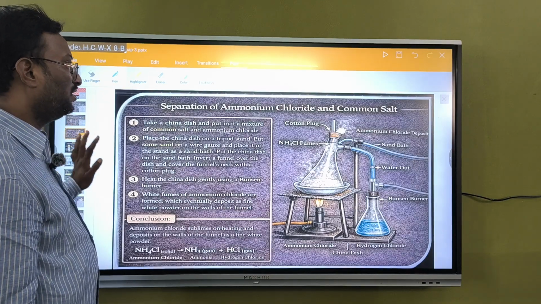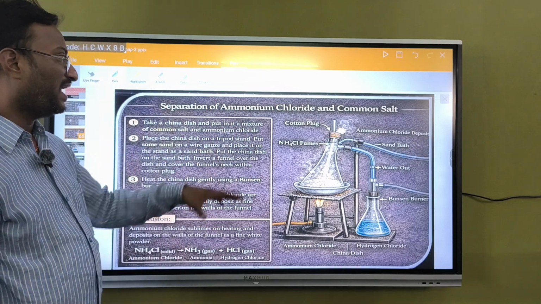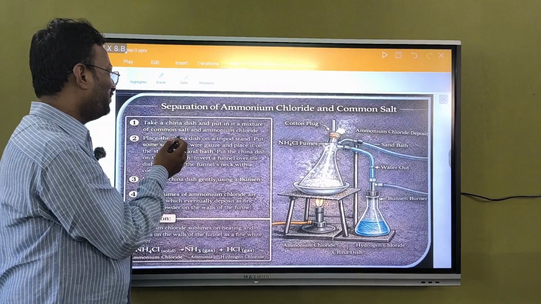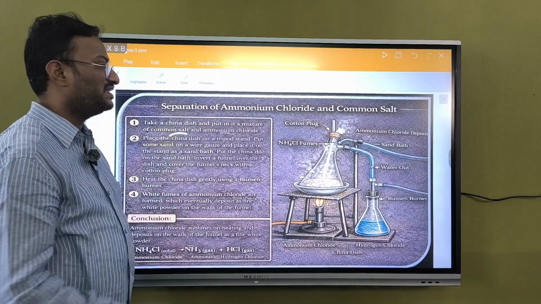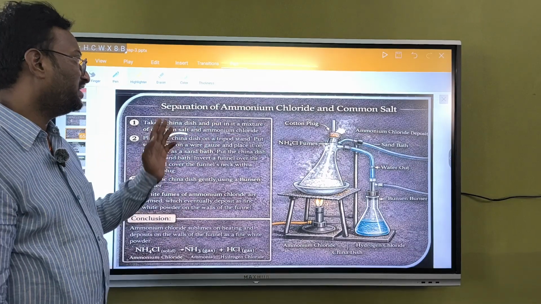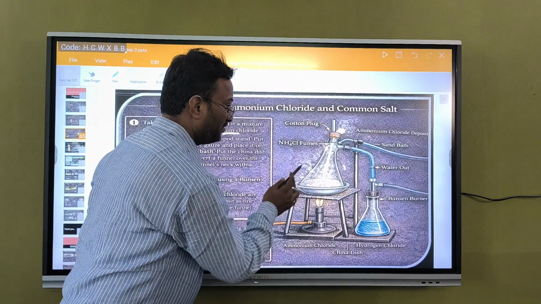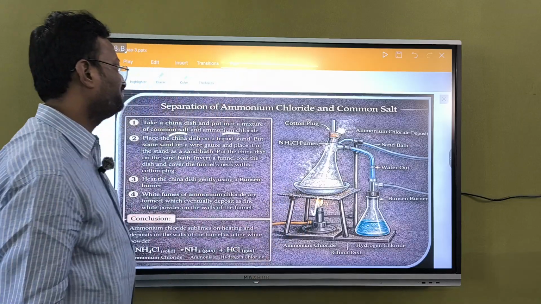We can explain this with the help of an activity. Take a china dish and put in it a mixture of common salt and ammonium chloride. Ammonium chloride formula is NH4Cl, common salt is NaCl. Place the china dish on a tripod stand. So this is the china dish and this is the tripod stand.